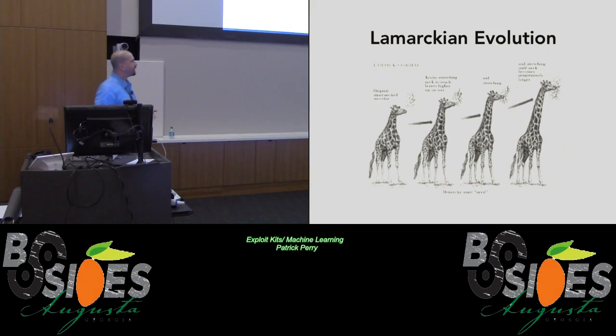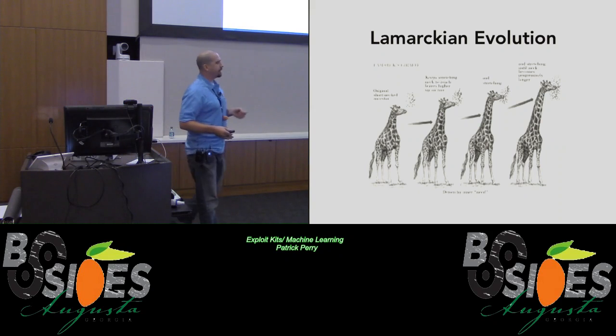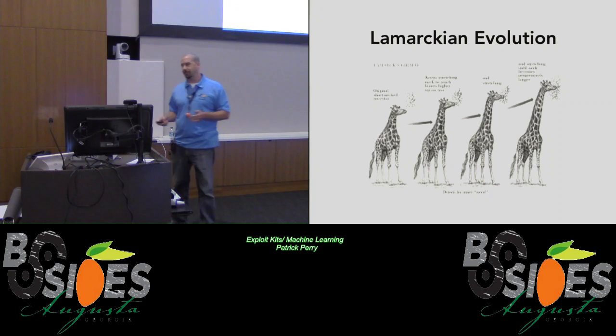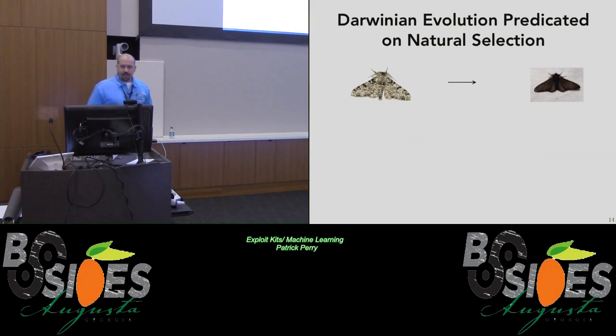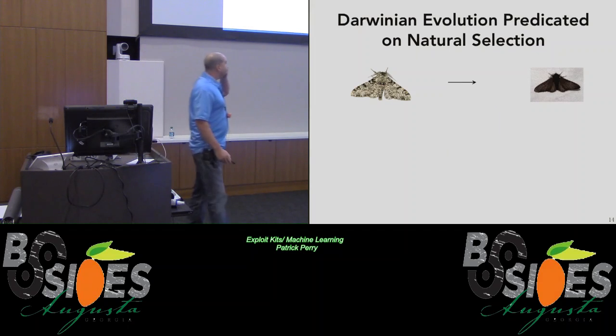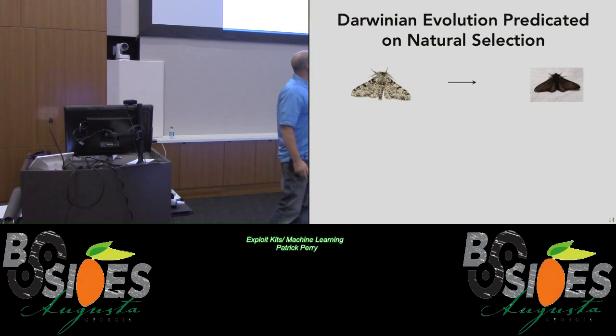A similar thing would be that he believed if he cut off his toe and then his kid cut off his toe and then his kid's kid cut off his toe, eventually you get a person that didn't have a toe there. And that's not how evolution works. But at the beginning of the 1800s, this was groundbreaking because he was trying to think about how things change. Now, Darwinian evolution is predicated on natural selection.